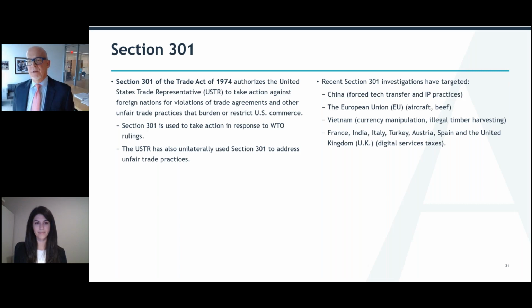How often it will be used is not clear, but it is a worrisome law to be used. Potentially, if there's a Trump administration next year, you could see this law being triggered more in the future. Let's go to the next slide.